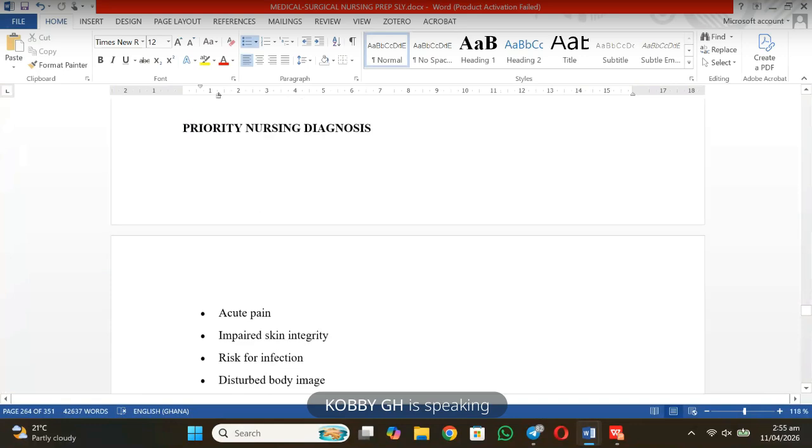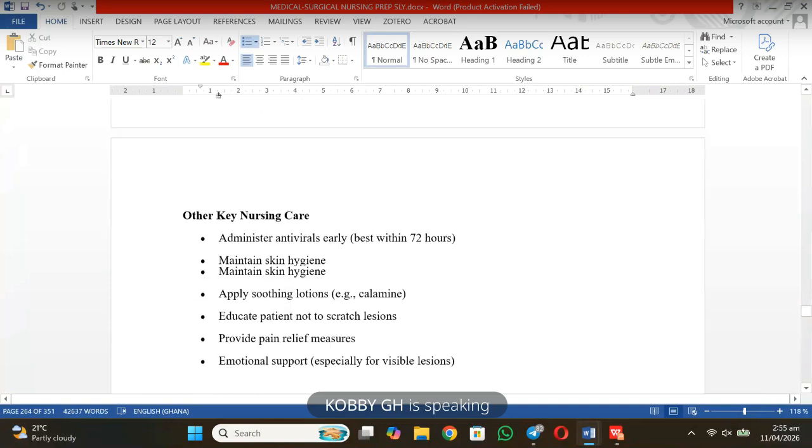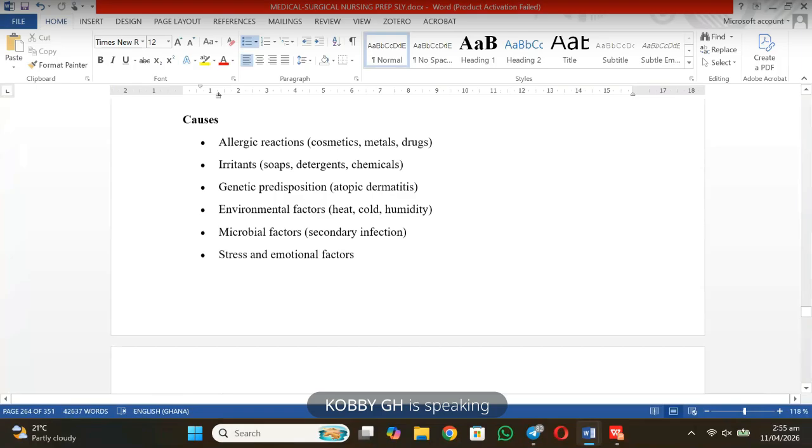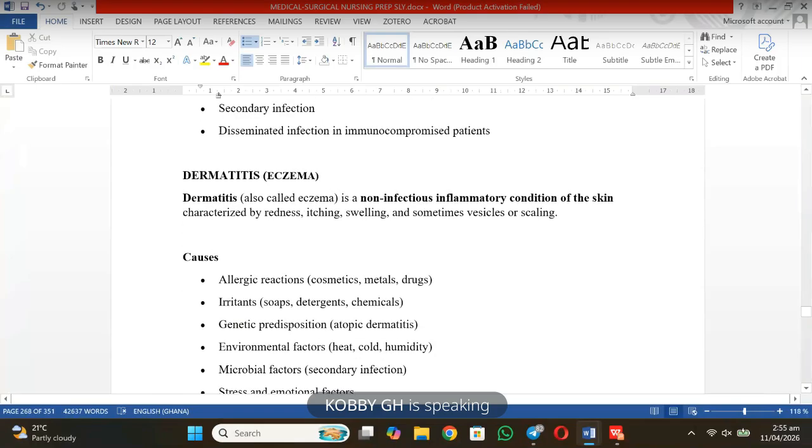Okay, and when it comes to the medical management here, they usually use antiviral agents because it's a viral infection. So they do the antiviral agents.